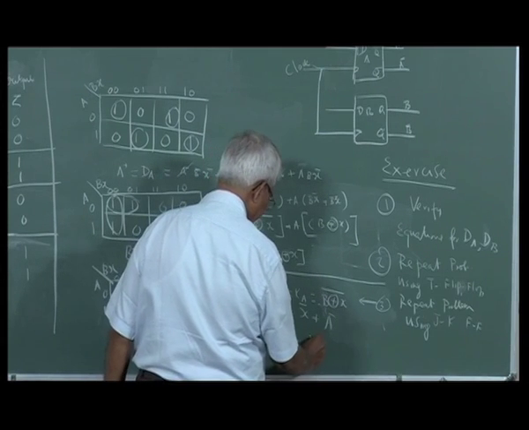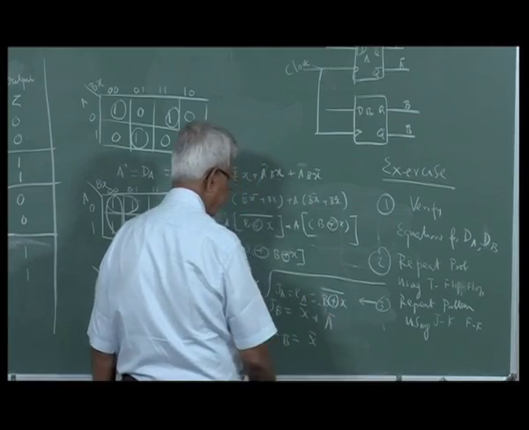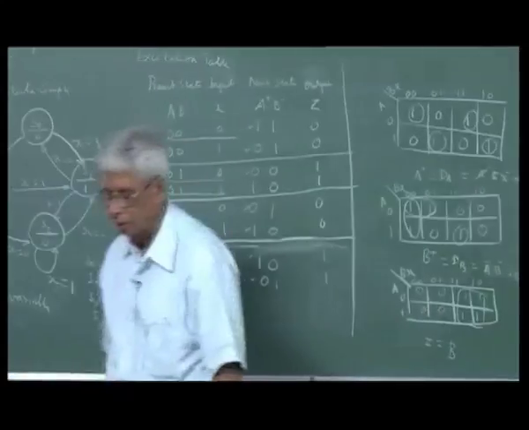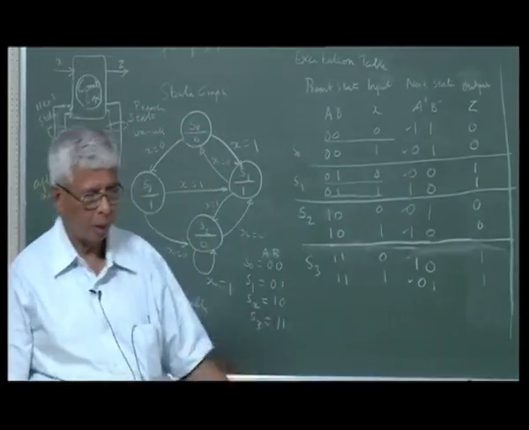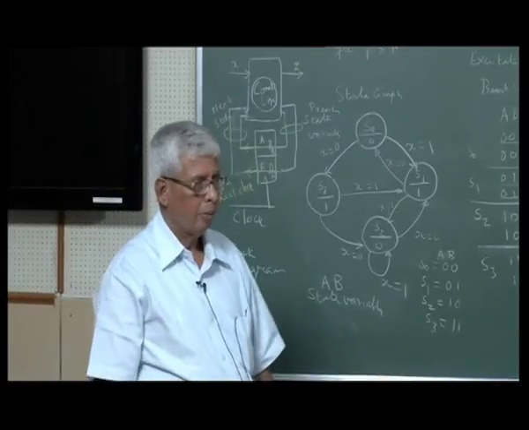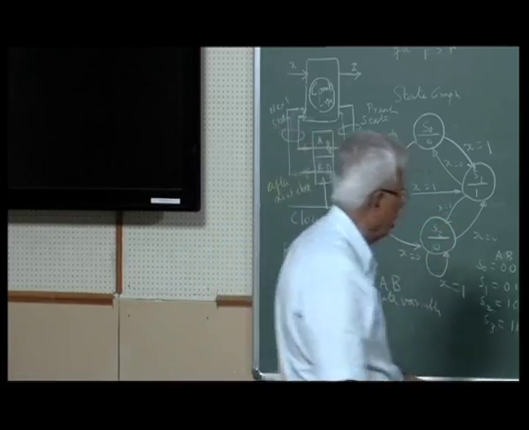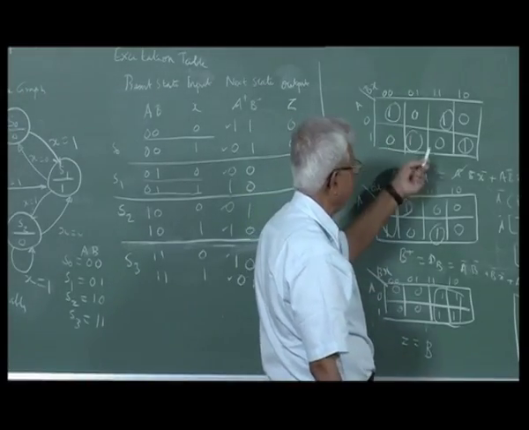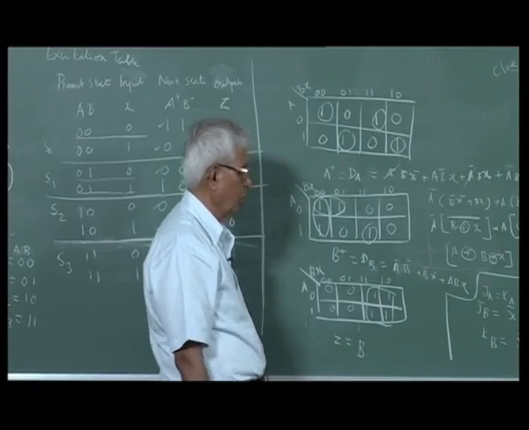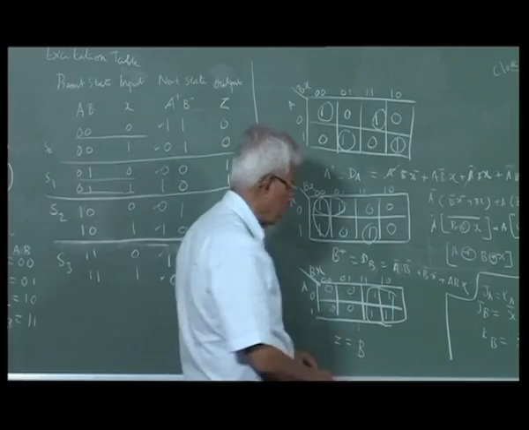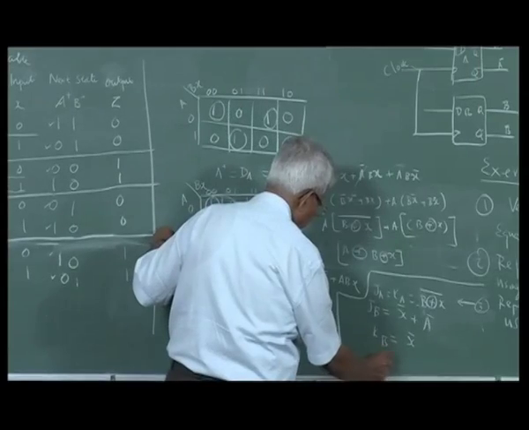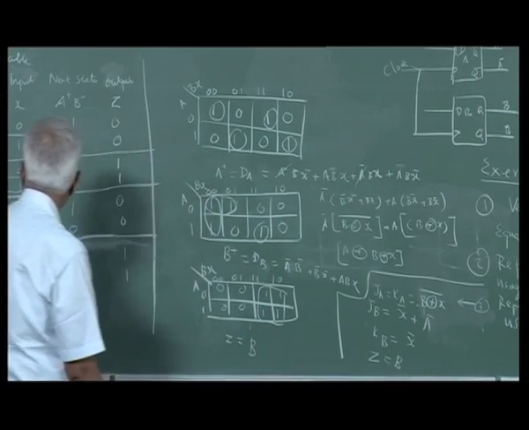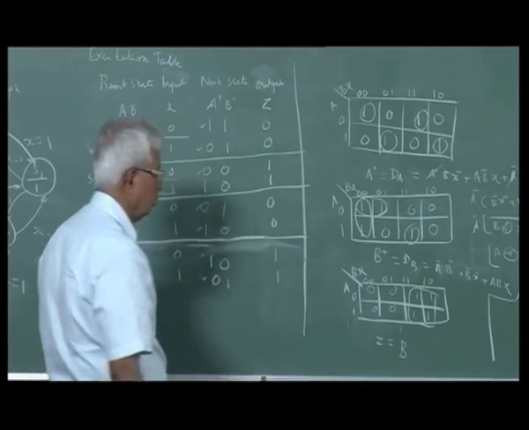Verify this again. Again it may be wrong. I mean not deliberately wrong, not conceptually wrong. Maybe some slip in copying from one table to another, maybe some slip in grouping, maybe some slip in writing this grouping. So this also I have given you. Z is same always. Output is B.